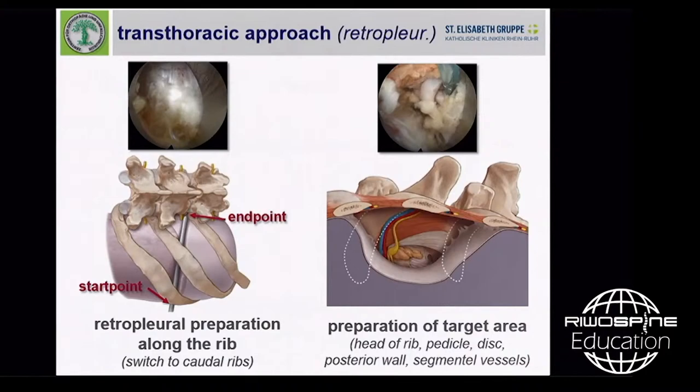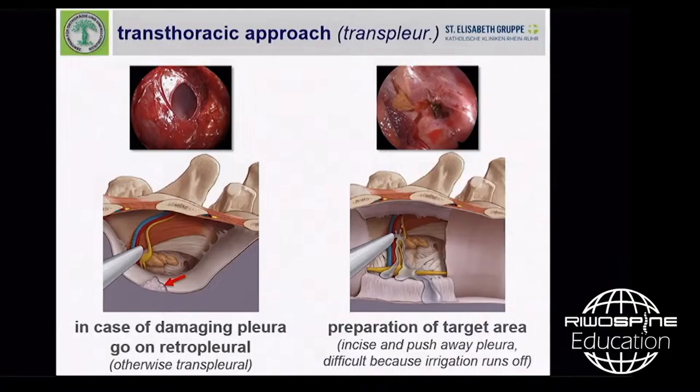So you choose your approach, and your endpoint is also very close to what we know from the open surgery. Your endpoint is the head of the rib. Yeah. And if in case we try to do that retropleural, in case of damaging the pleura, try to go on retropleural. Yeah, because the problem is when you go transpleural, there's no possibility that the water stays or your irrigation stays in your working area, and that's a problem because that's then not working under constant irrigation.